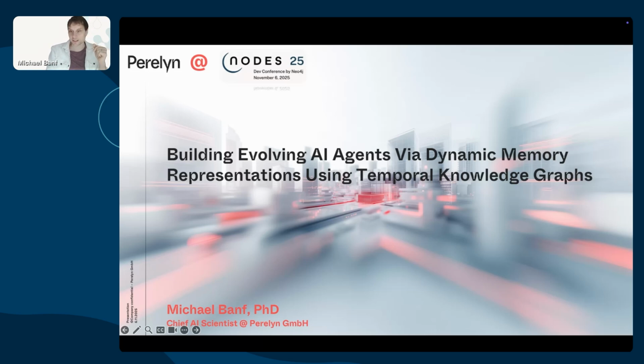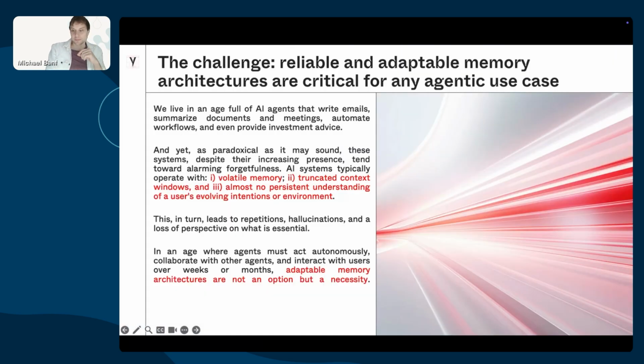I'm the Chief AI Scientist at Parallel. What I brought today is a challenge that we at Parallel frequently have, and which I think runs through the community: that of reliable and adaptable memory architectures. We're seeing the emergence of ever more powerful language models and AI models, and more improvements in tooling and tooling interfaces.